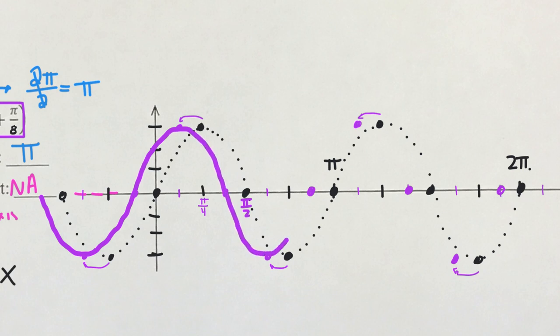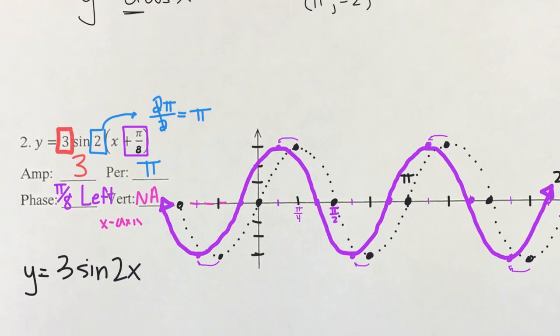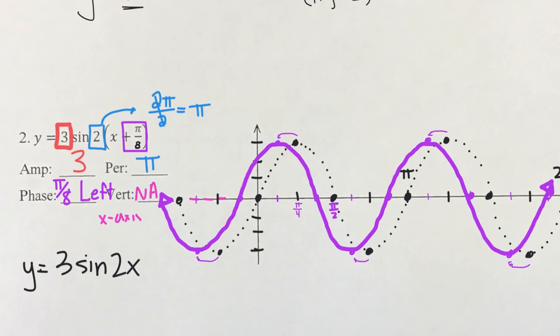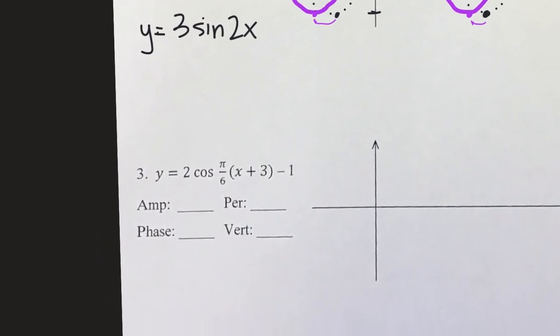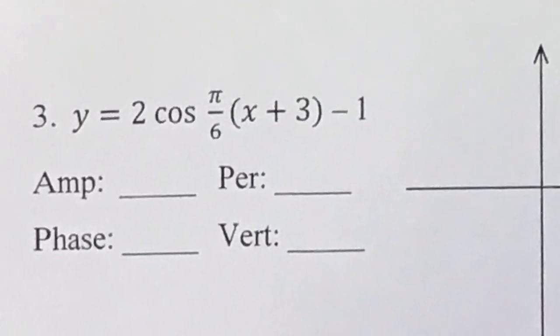And then connect your purple dots with a smooth, curvy line. Okay, and the purple is your final answer of 3 sine of 2 parentheses x plus pi over 8. All right, let's look at something that has all of the parts. Okay, our last problem here has all of the parts that we're ever going to have.